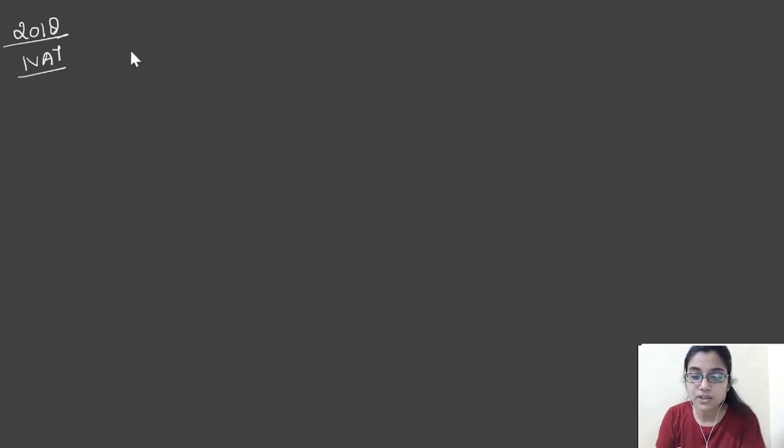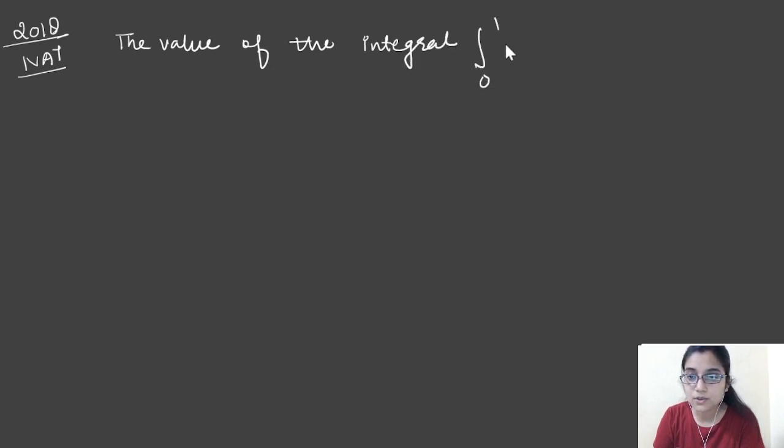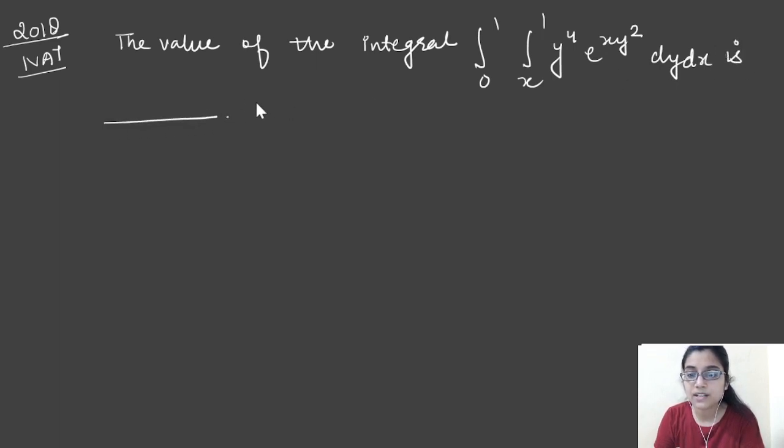Okay, so what was the question? It was the value of the integral 0 to 1, then x to 1, y raised to the power 4 e raised to the power x y square dy dx, and this was being asked correct up to 3 decimal places. Okay, so at this integral we have to integrate initially with respect to y. Why? Because the limit of y is in terms of x. But is it possible for me to integrate it? Obviously it is not that easy, it's not possible.